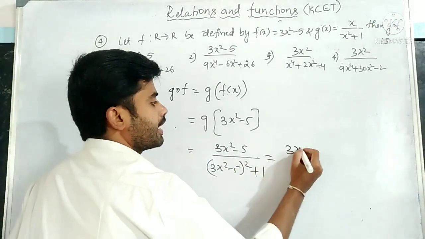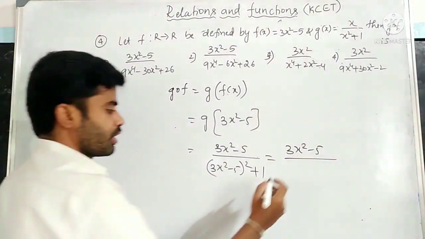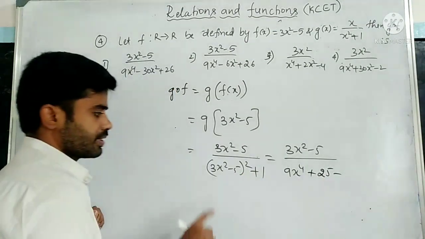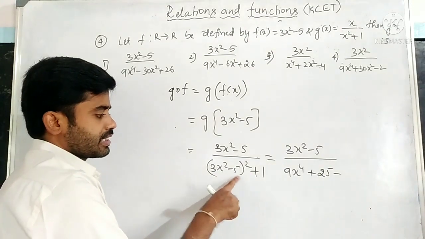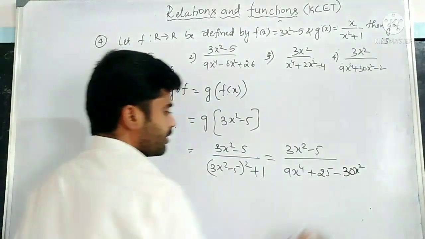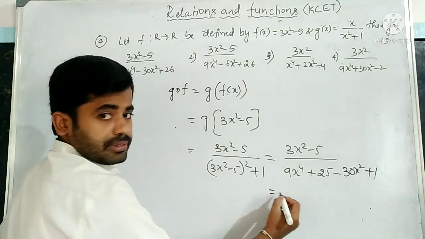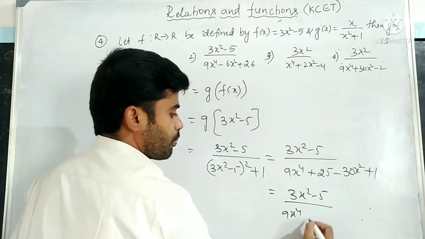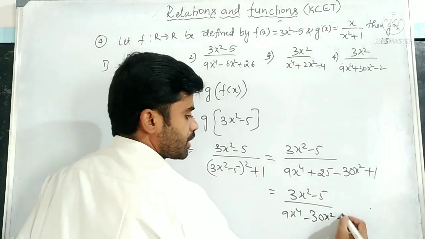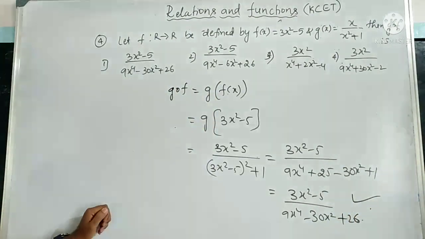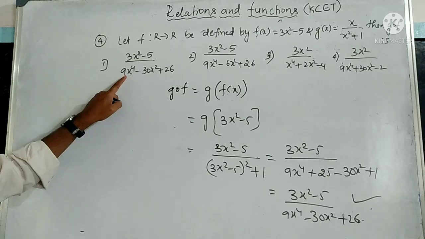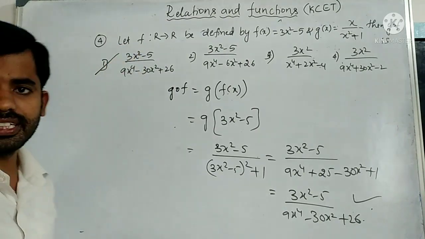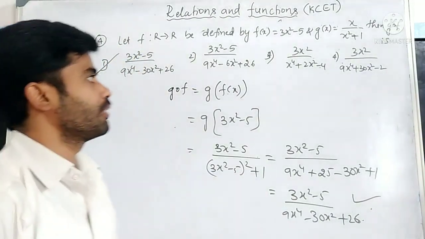It is nothing but 3x square minus 5. This is a minus b whole square: 9x to the power of 4 plus b square 25 minus 2 times 3 times 5, that is 30x square, plus 1. It is nothing but 3x square minus 5 by 9x to the power of 4 minus 30x square plus 26. Which is the option? 3x square minus 5 by 9x to the power of 4 minus 30x square plus 26. First option is the right one. Okay, now let me move on to the next one.